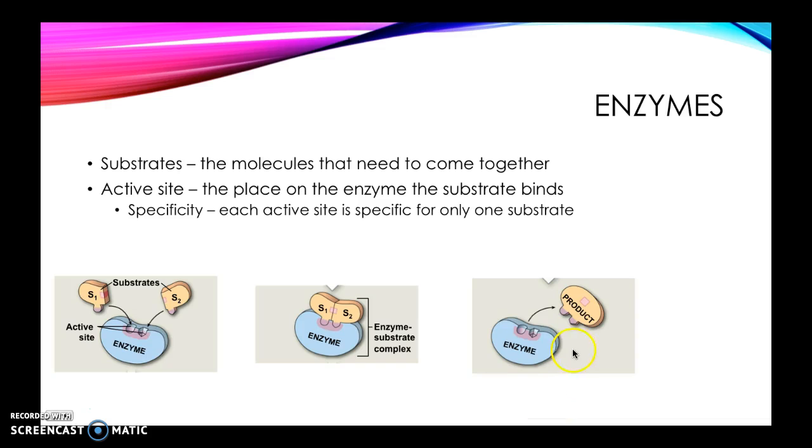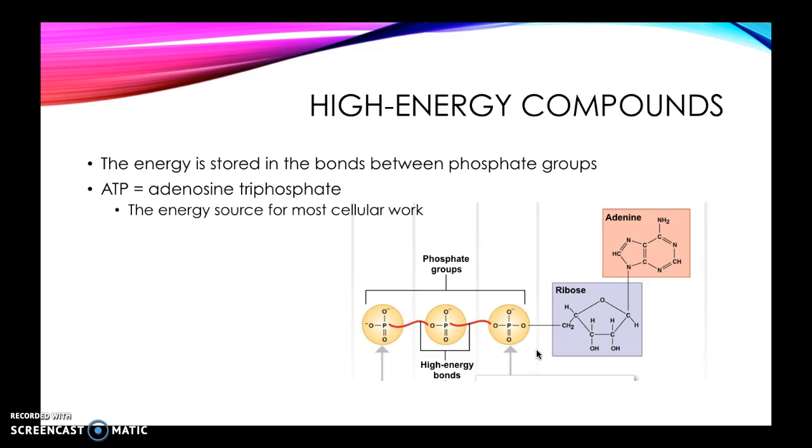And notice here that we have an enzyme with two active sites for substrate 1 and 2. As these come together, the enzyme itself is not changed, but the two come together. Now we have a product, and the enzyme is still available to be used for the next reaction.